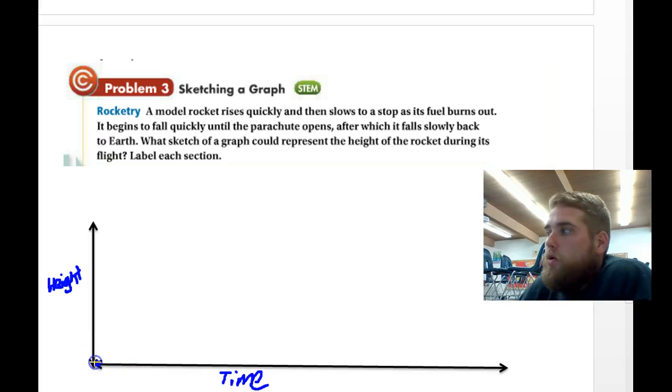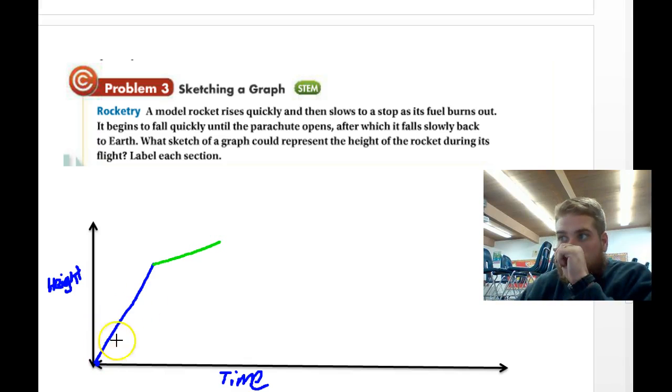We haven't gone anywhere. We're not off the ground yet. Then it says the model rises quickly. As time goes, we're going to get higher and higher. This is the quick rising part. Then it slows. We're still rising, but just not rising as fast. So now let's change colors just to show it's a different section. We're going to rise a little slower.